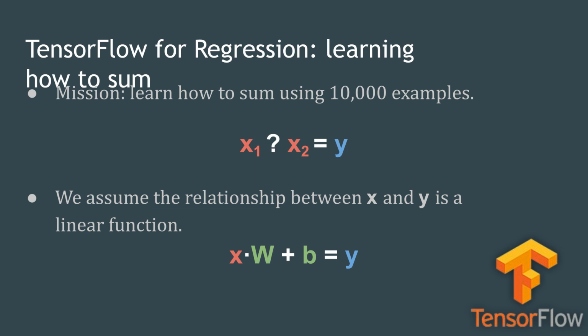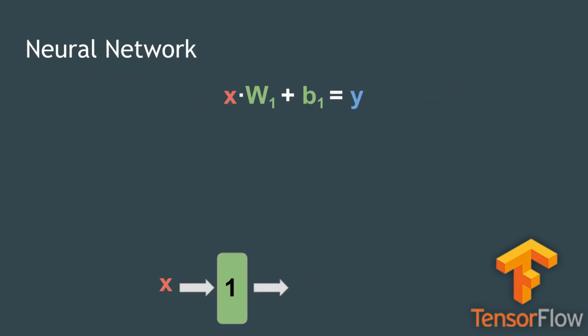Now let's relate this to a neural network structure. The linear relationship is expressed as x times w1 plus b1 equals y. The network takes the inputs, x, and applies the weights w1 and bias b1 to produce the output y.